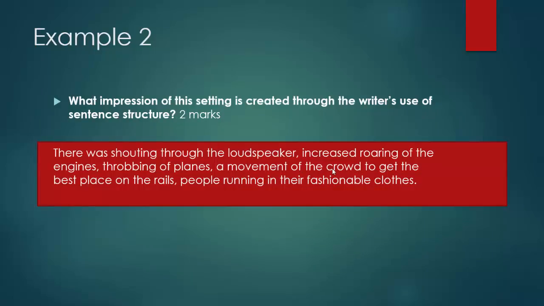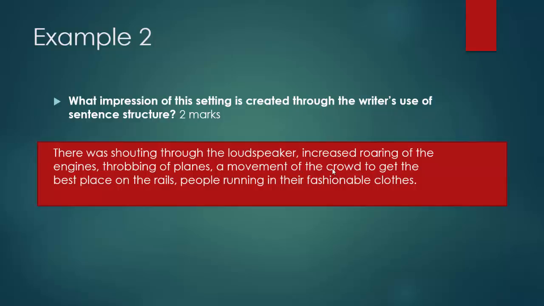Let's try another example. This one says, "What impression of the setting is created through the writer's use of sentence structure?" And again, it's worth 2 marks. It says here, "There was shouting through the loudspeaker, increased roaring of the engines, throbbing of planes, a movement of the crowd to get the best place on the rails, people running in their fashionable clothes." So straight away I'm noticing that this sentence is one big list.